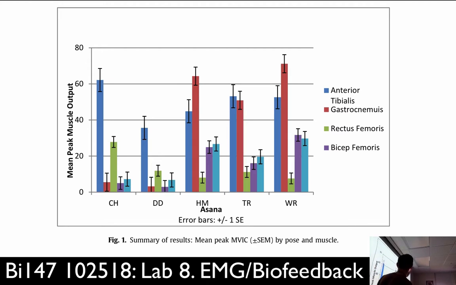The way this works is, here are the muscles that they're looking at: anterior tibialis and gastrocnemius, quadriceps femoris, and biceps femoris. So these are the two pairs of muscles that we're going to check out today. And here are some of the poses: chair, downward dog, half moon. We're not going to do half moon today. I'm striking that. I thought we might. And then tree, and then warrior three. So I'm cutting half moon and warrior three out. I know we practiced those with Amy, but let's keep it straightforward. So chair, downward dog, and tree are the ones that are in this paper.